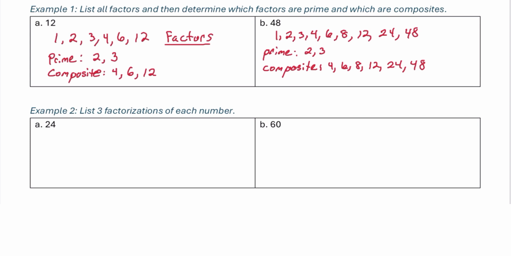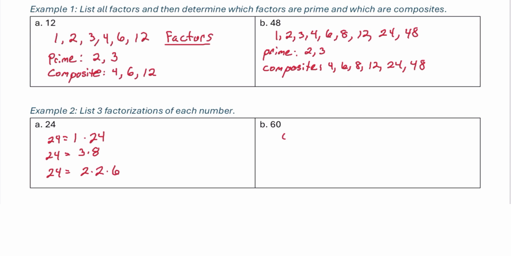In example 2, we want to list 3 different factorizations of each number. So 24 we can write as 1 times 24. We want to write it as a product of 2 or more numbers. 24 could also be written as 3 times 8. Or 24 could be written as 2 times 2 times 6. These are all different factorizations of 24.